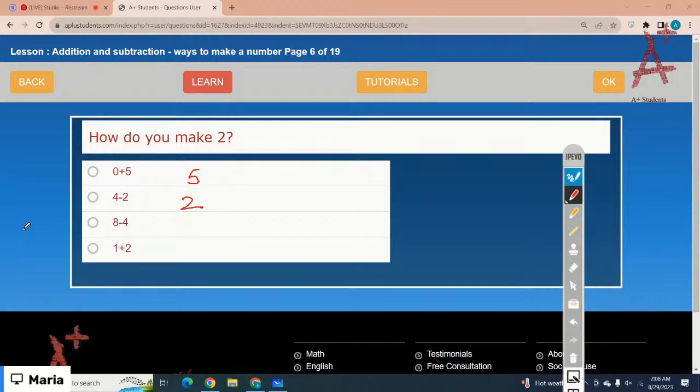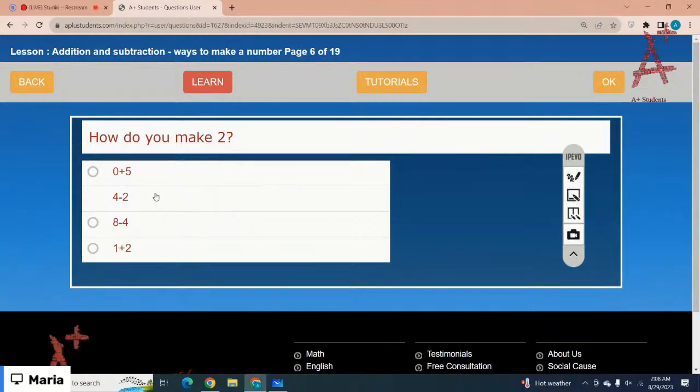4 take away 2 makes 2, right? 8 take away 4 makes 4, and 1 plus 2 makes 3. So which is the correct option that makes 2? The only option is 4 minus 2 equals 2, right? That is the correct option. So just select the correct option and click on the OK button. 4 minus 2 is the correct one.